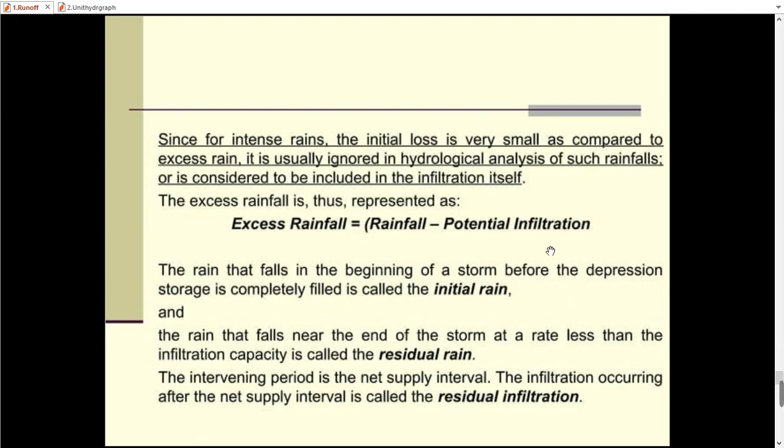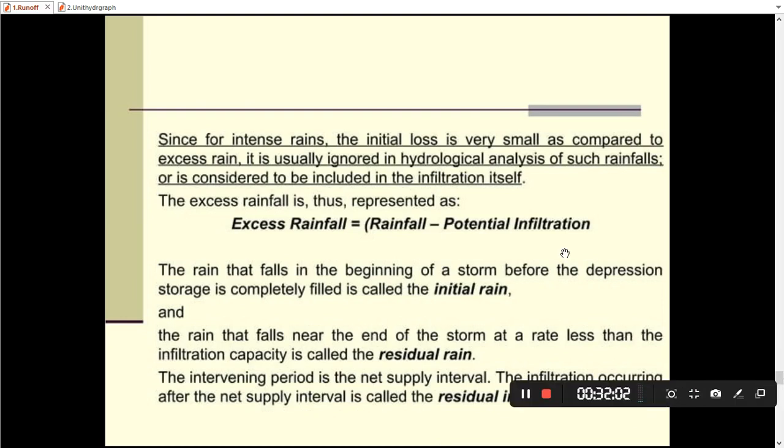So this is the water infiltrating into the soil. So it's called infiltration. The rain that falls in the beginning of the storm before the depression storage is completely filled is called initial rain, and the rain that falls near the end of the storm at a rate less than the infiltration capacity is called residual rain. The intervening period is the net supply interval, and the infiltration occurring after the net supply interval is called residual infiltration.